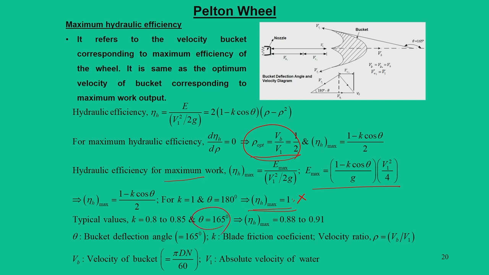When θ is 165 degrees, the corresponding blade coefficient is introduced for this θ. It falls in the range from 0.8 to 0.85, and this will give a hydraulic efficiency close to 0.88 to 0.91. So, that is the entire idea of how a Pelton wheel is allowed to operate.